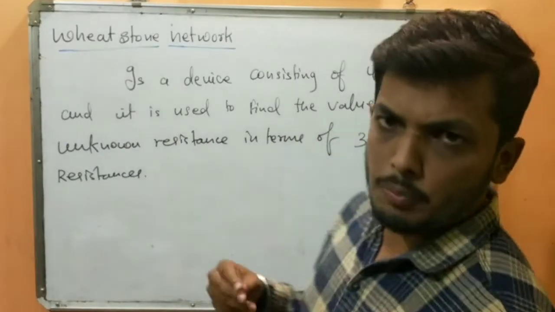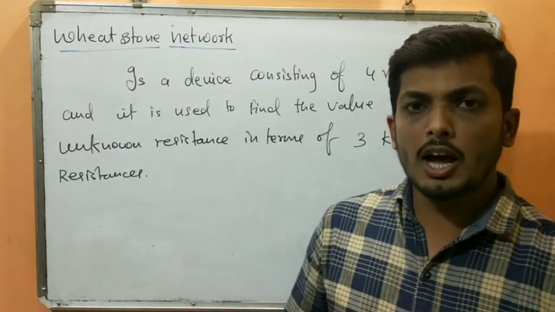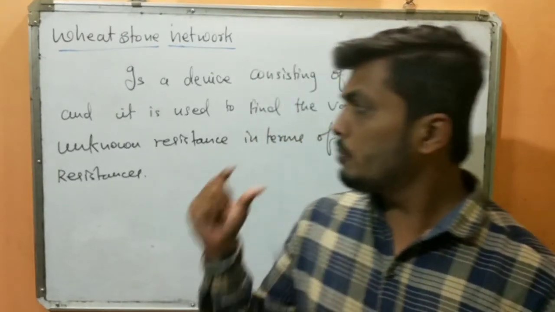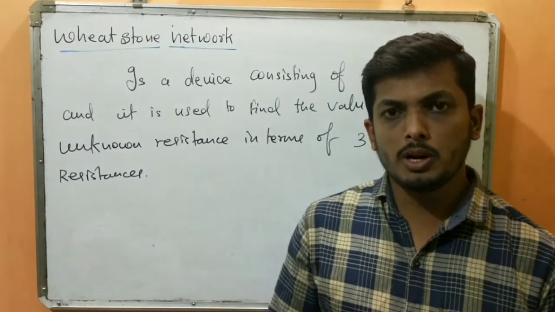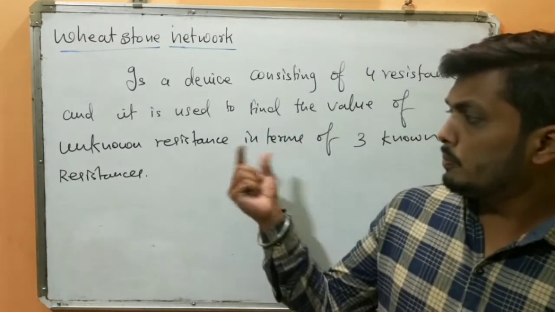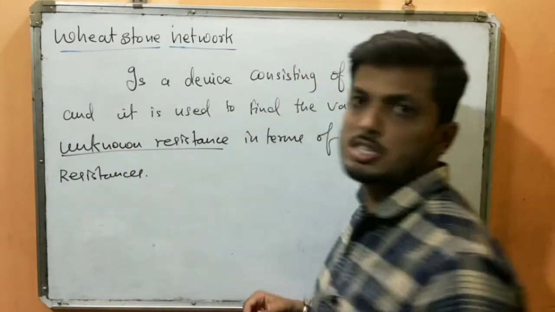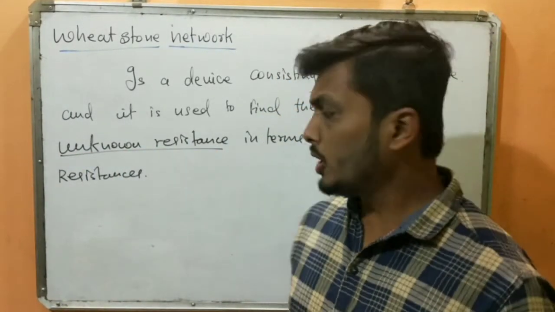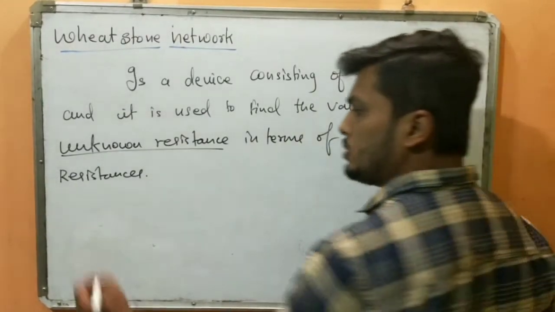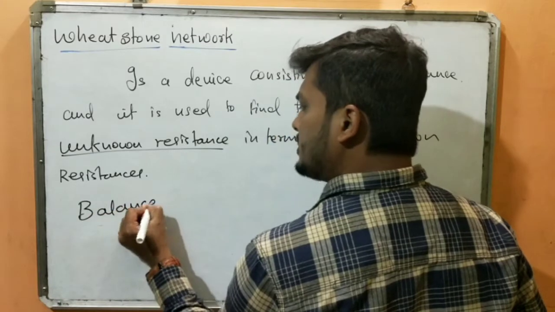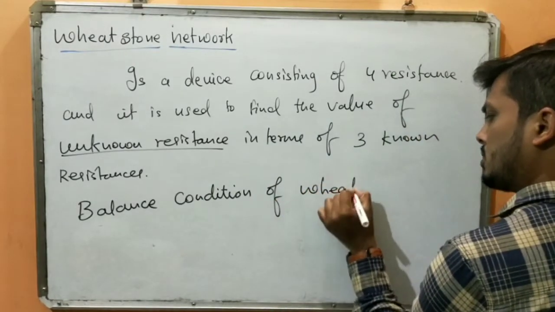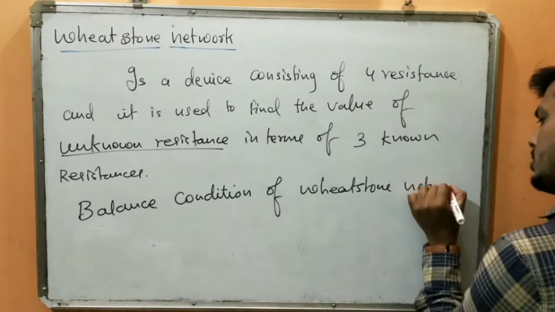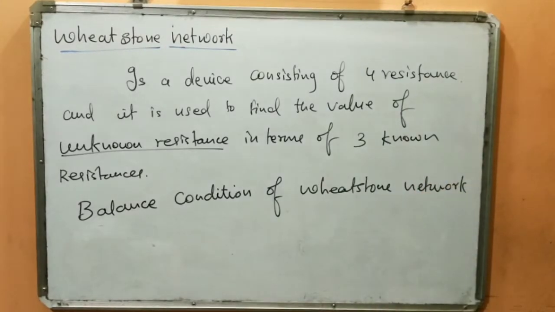Suppose I have 4 resistances and I know the value of only 3 of them. With the help of the Wheatstone network, I can do certain experiments, which we will study in the next class, that is the meter bridge and the potentiometer. That will help me to know the value of this unknown, 4th resistance. Now we can find the value of the unknown resistance by using the balancing condition of the Wheatstone network.